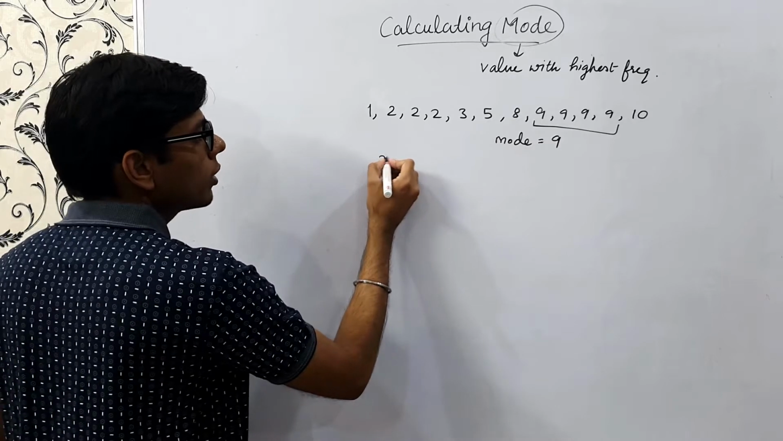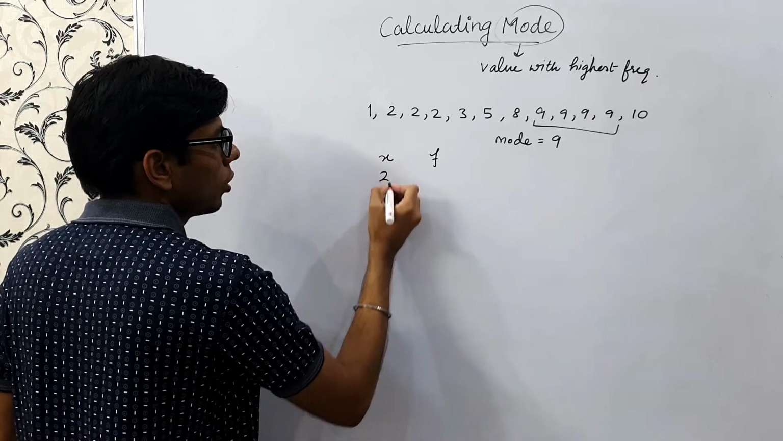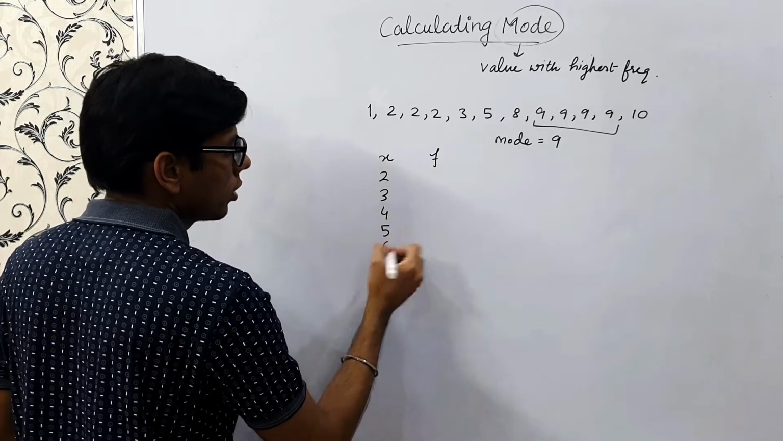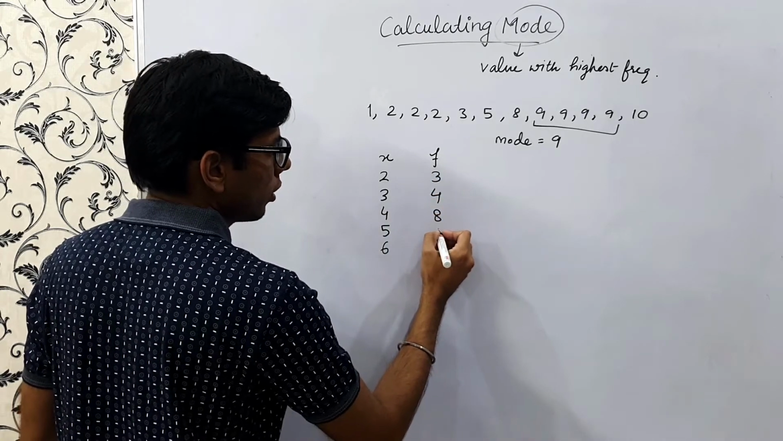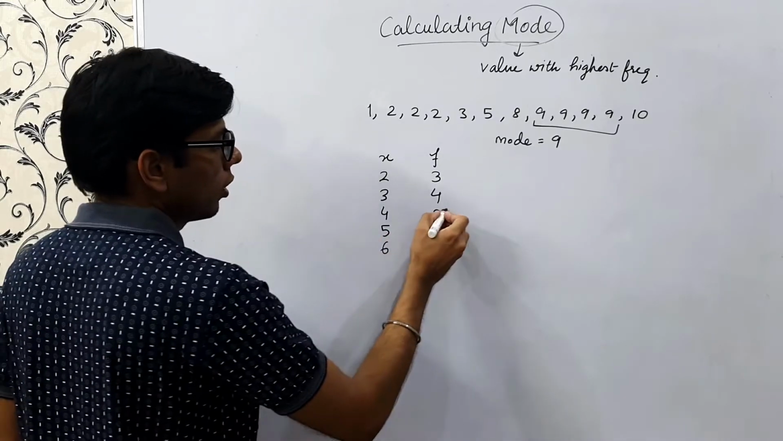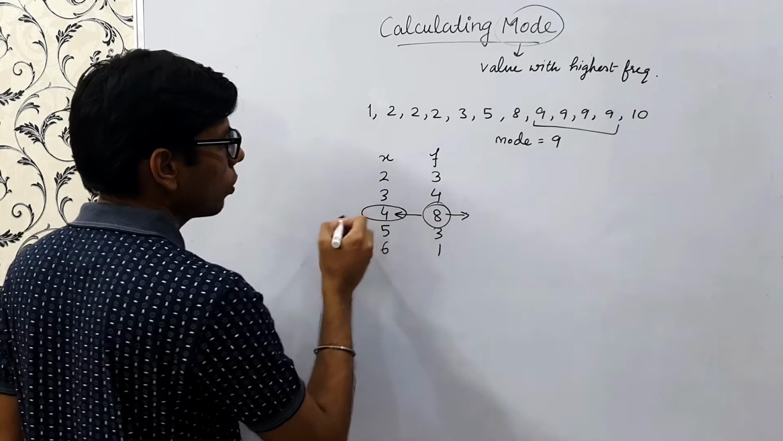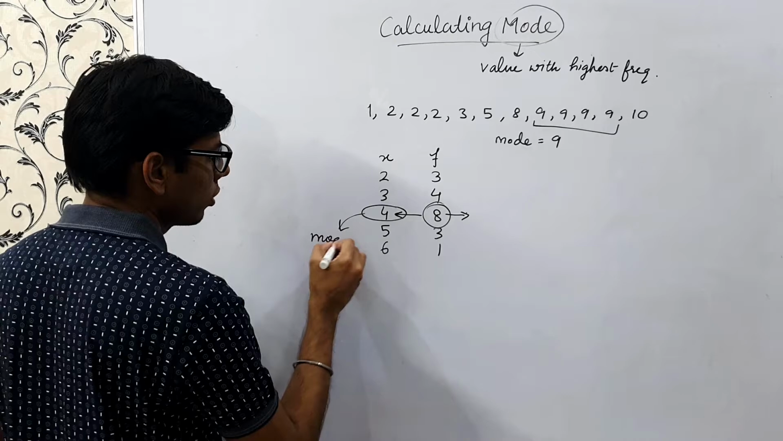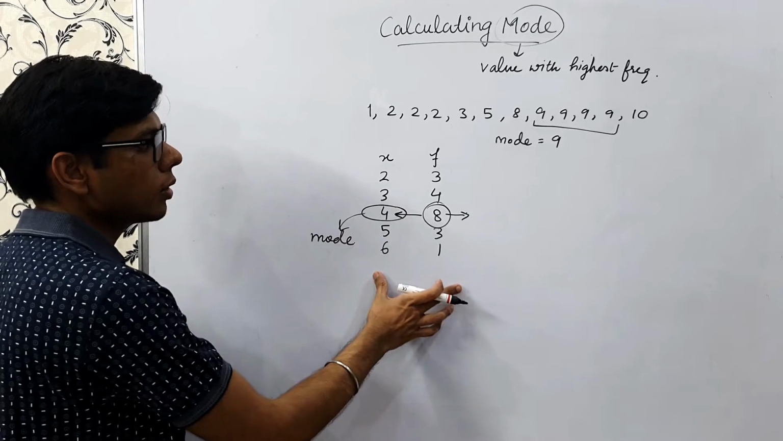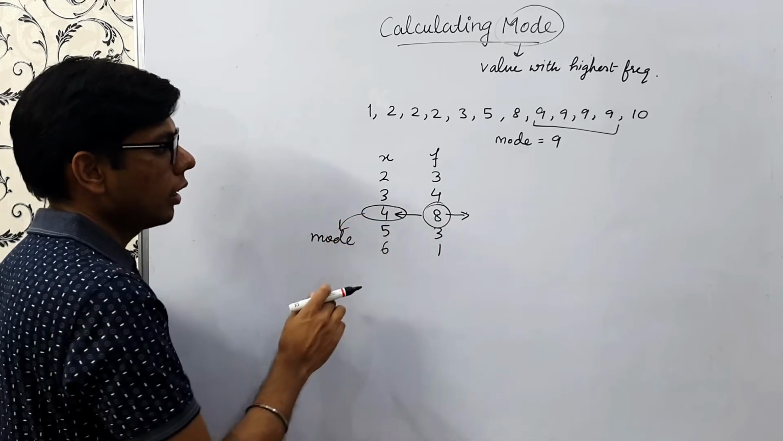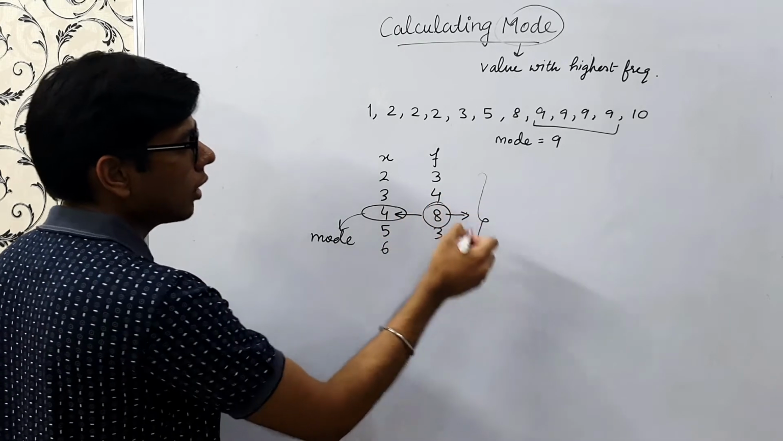Suppose we have a frequency distribution X and F. X is 2, 3, 4, 5, 6. The frequencies are 3, 4, 8, 3, 1. So 8 is the highest frequency and the value corresponding to it is 4. So this is nothing but the mode. The modal value is 4 here. These are some simple cases. Just by inspection we can say that the mode is 4.